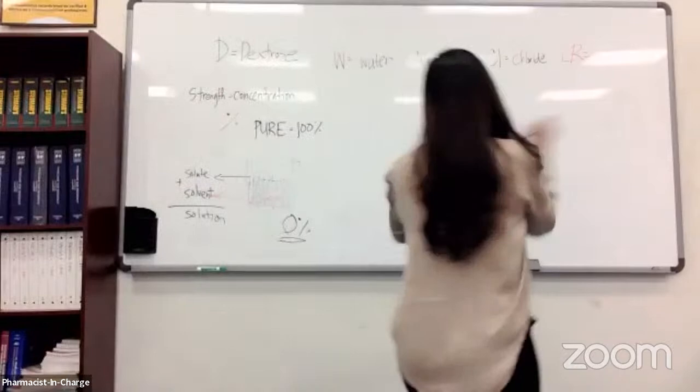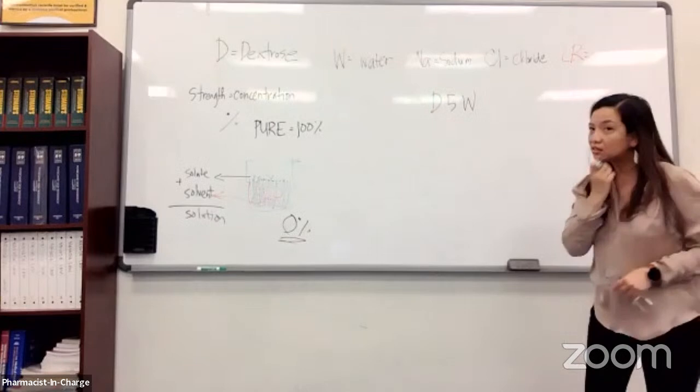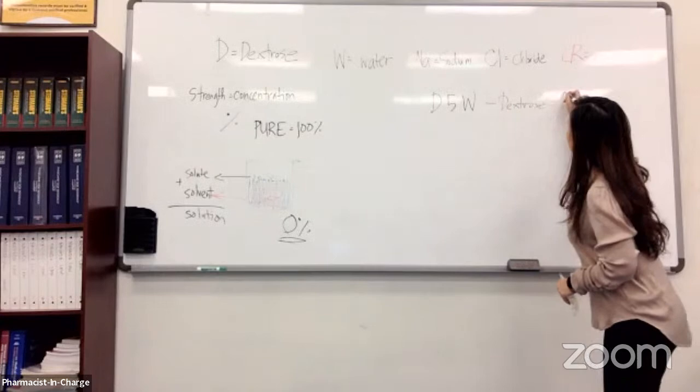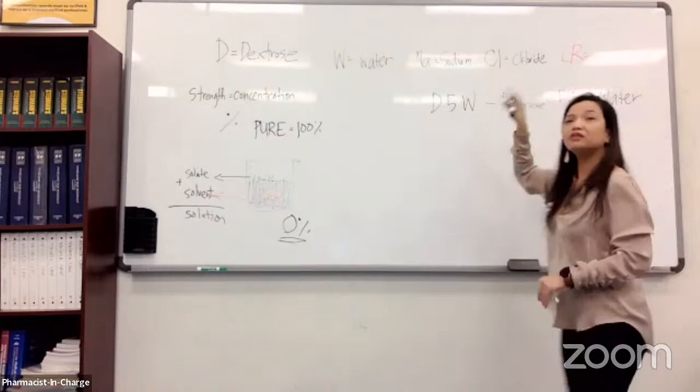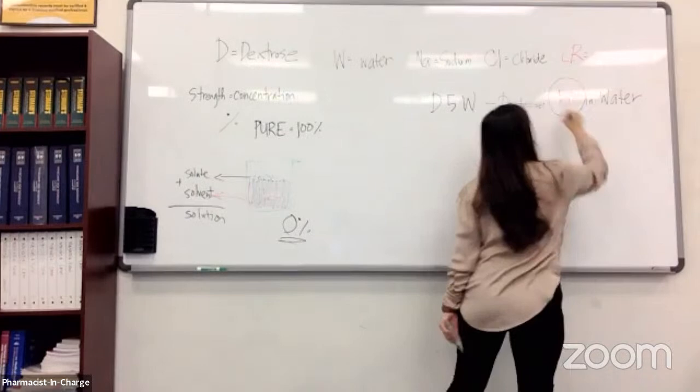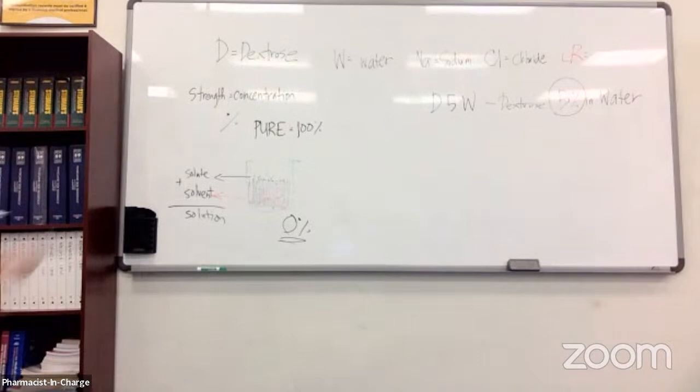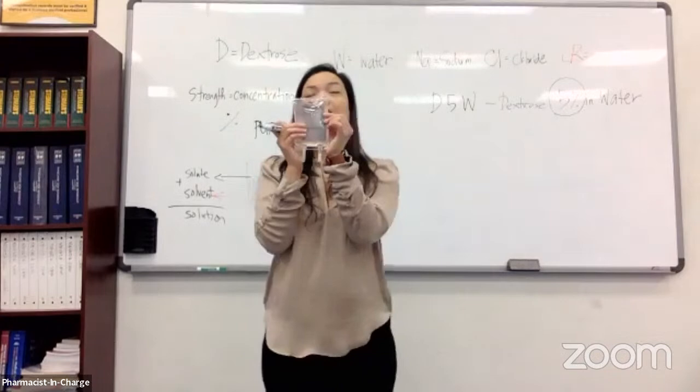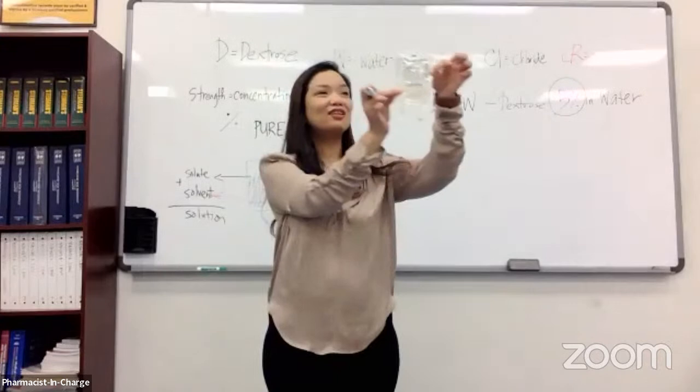D5W. This means dextrose 5% in water. So if I ask you to convert this abbreviation, that's what I want to see: dextrose, 5% in water, capital D. There's a percentage. It's telling you that there's 5% dextrose in water. I want to help you visualize it. It means that there's 5 grams of dextrose, 5 grams of sugar, in this 100 ml solution, correct?